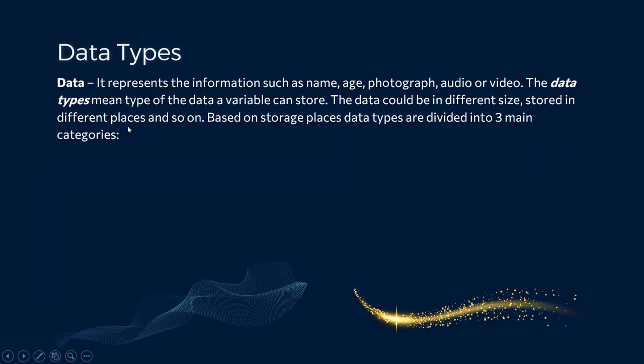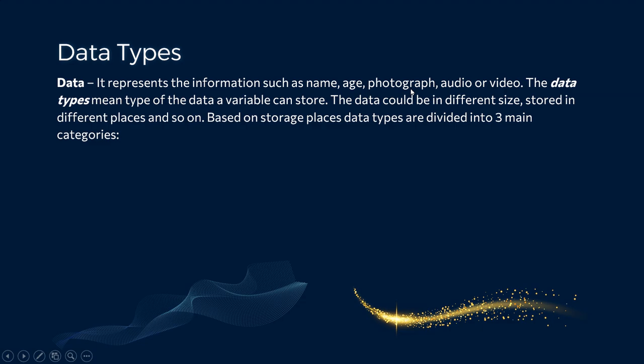Before talking about data types, let's talk about the data, what exactly it is. It represents information such as name, age, photograph, audio or video. Data types means the type of data a variable can store. So basically these are different data, like age, it is an integer or number.